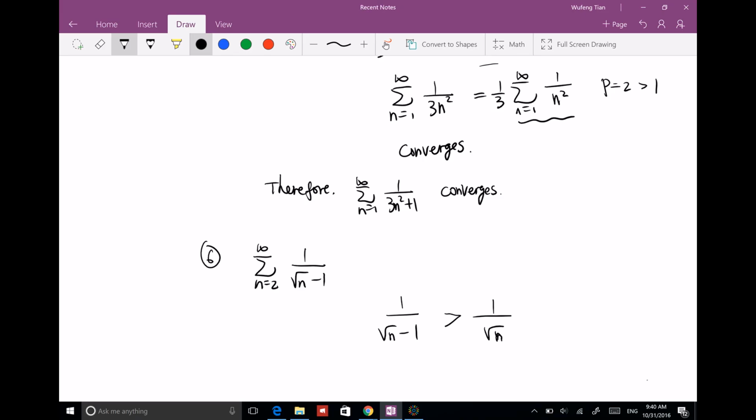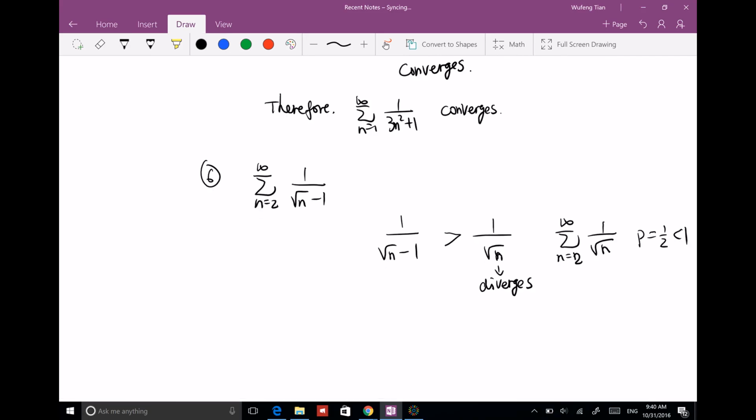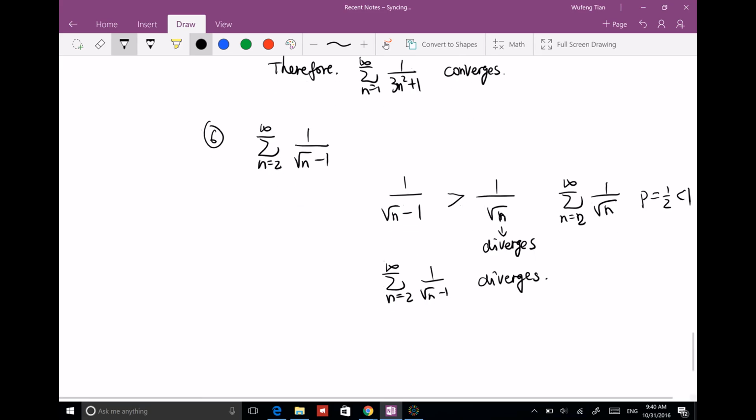So now, can you tell me the series of 1 over square root of n, does this one converge or diverge? It would diverge, because p is 1/2. Very good. P is 1/2, p is less than 1. The smaller one diverges. So Travis, what about the big one? Diverges. Very good. Thank you very much, Travis. Since the smaller one diverges, the big one diverges. That's very good.